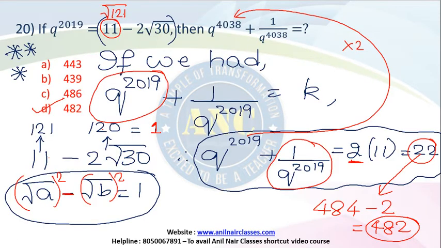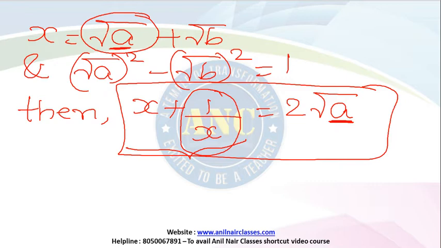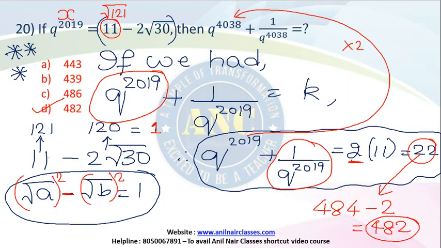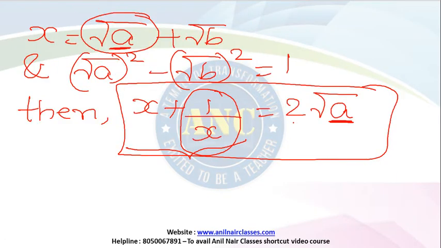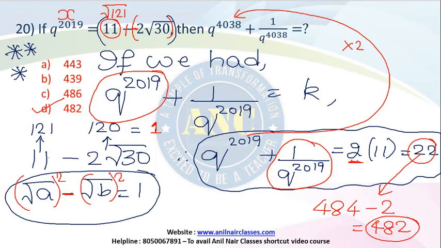So I hope you are understanding. I hope this is not confusing you. So I am taking this q power 2019 as x equal to root a plus root b. Root a is root 121 plus root b, I can take it as this, and this entire thing I can put with a negative sign. I hope you are understanding. Minus 2 root 30. So from there, using this particular notation, I can get it as 2 into root a. So it is 2 into root 121. 2 into 11 is 22. So 22 is q power 2019 plus 1 by q power 2019.